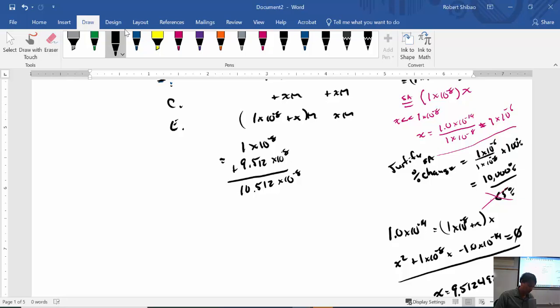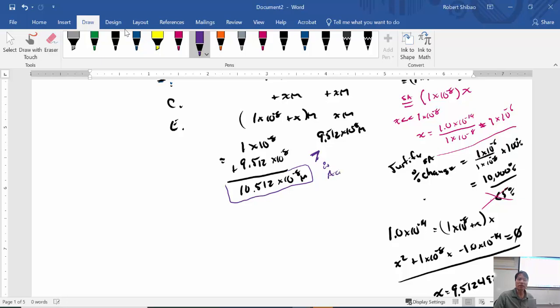Okay, there we go. All right, so the hydroxide concentration is 9.512 times 10 to the minus 8. Okay, so this is important. Which is bigger, the hydronium concentration or the hydroxide concentration? The hydronium concentration is bigger. When we have more hydronium than hydroxide, we say it's an acidic solution, therefore acidic.